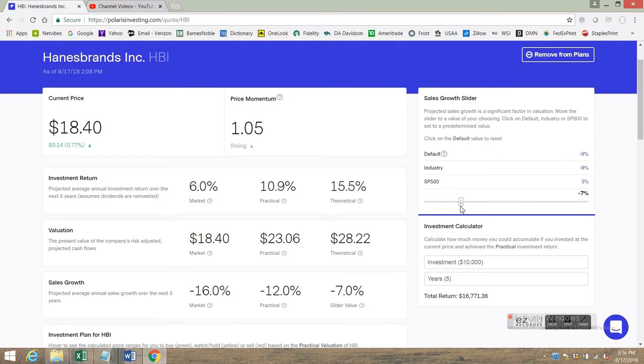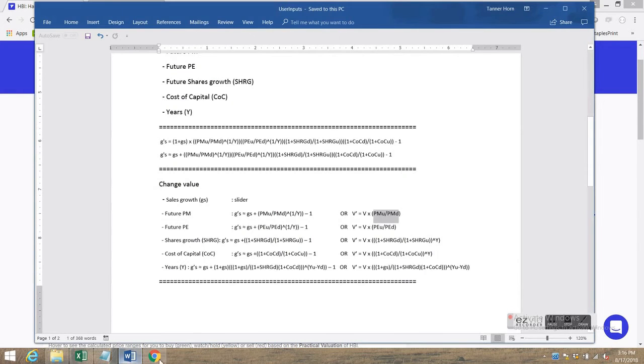And yeah, now you see the theoretical investment return is about 15.5. Practical is 10.9. So it's very similar to the other approach. It's actually my preferred way of doing it, as opposed to always getting some very specific value to add to the growth and then move your growth slider around.